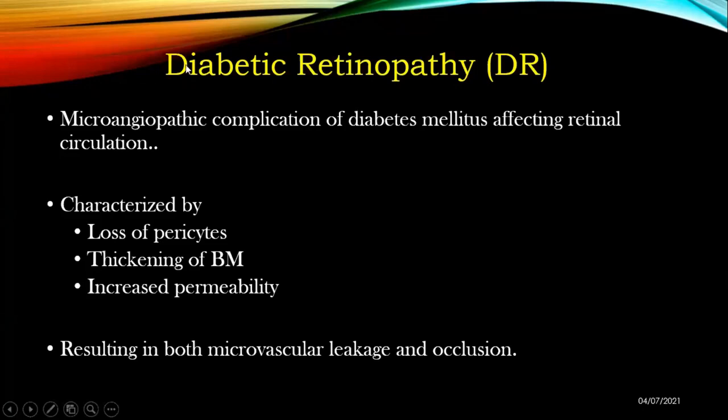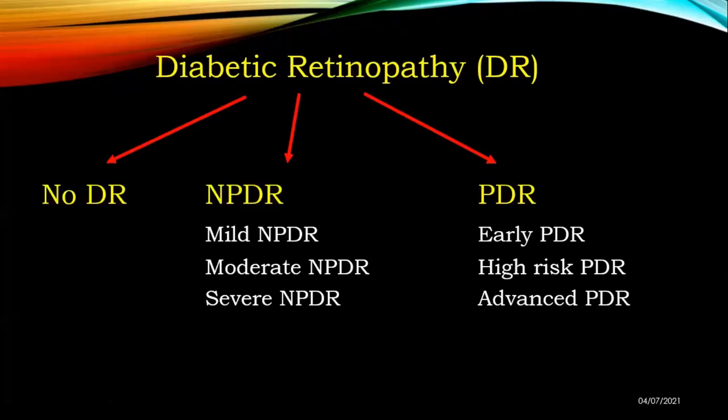Diabetic retinopathy. If somebody asks what is diabetic retinopathy, the answer is it is a microangiopathic complication of diabetes mellitus affecting the retinal circulation. There are some pathophysiological changes within the retinal microcirculation. They include loss of pericytes within the retinal arterial system, thickening of the basement membrane, and increased permeability, which results in both microvascular leakage and occlusion. This is the pathophysiology of diabetic retinopathy, giving rise to all these complications.